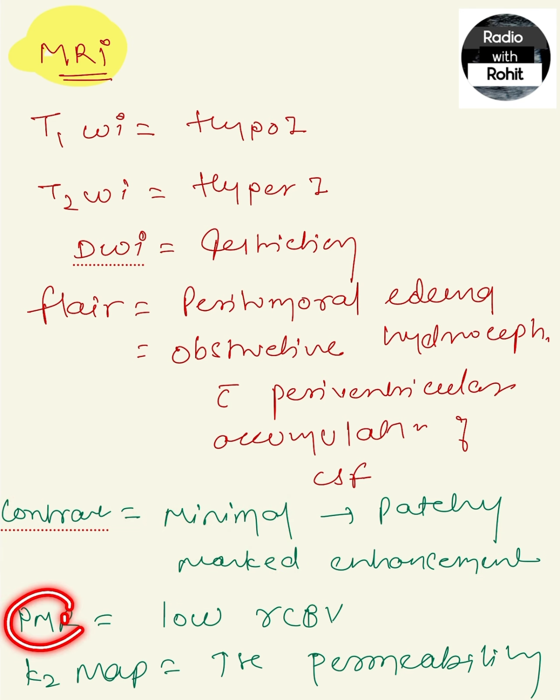On contrast study, minimal or marked enhancement will be there. On perfusion weighted image, there is a low relative cerebral blood volume, while on the K2 map there will be increased permeability.